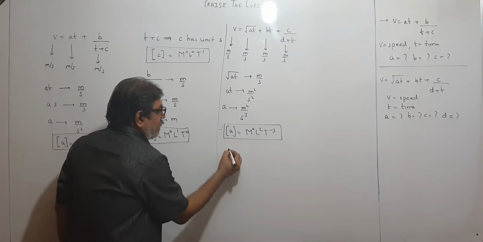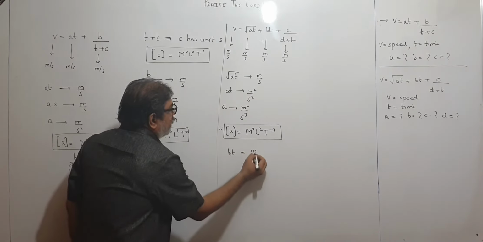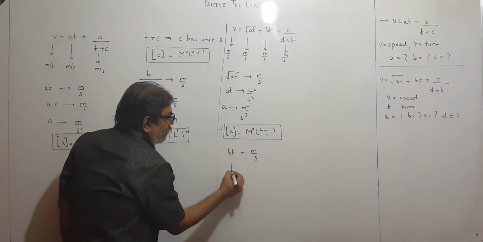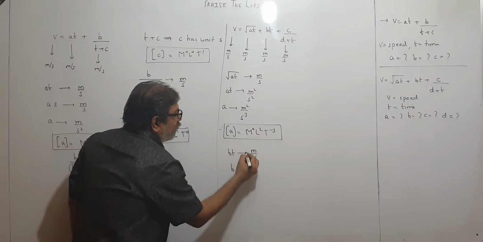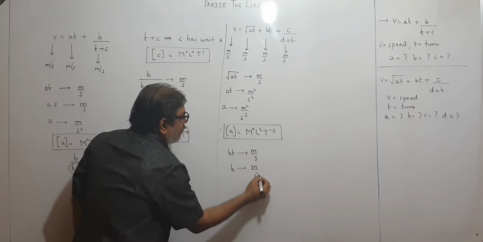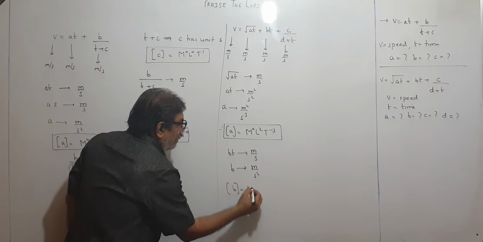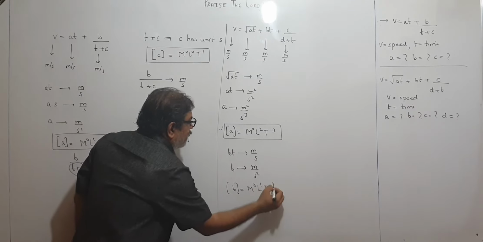Come to the next one, B has got unit meter upon second, T second, it goes over here, so B has got units of meter per second square. So what are dimensions of B? They become m0 L1 T minus 2.